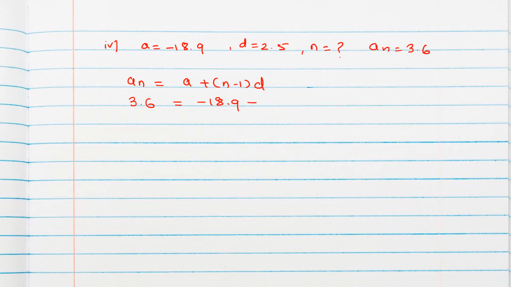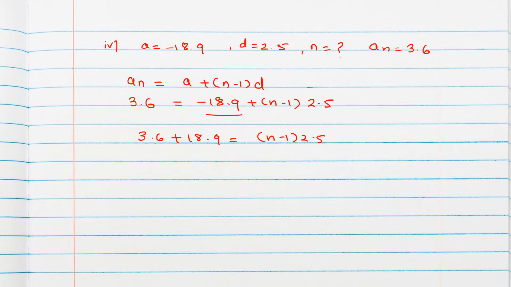So in question 4, a is given minus 18.9, d is given 2.5, n is not given here, and a_n is given 3.6. Okay, so we'll use the same formula, a_n equals a plus (n minus 1)d. Substitute all the values here: 3.6, a is minus 18.9, n is not given and d is 2.5. So here what we can do, first we can shift this minus to the left, 3.6 plus 18.9. Then n minus 1 and 2.5 will remain here.